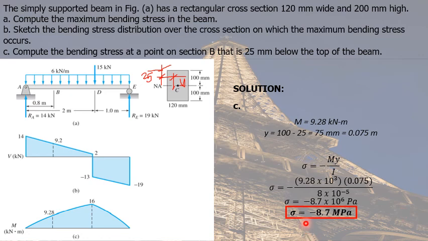So the negative sign indicates compressive stress, which is true. Why? Because if we have a positive moment, the top of the beam is under compression, while the bottom is under tension. So we have a compressive bending stress at a point on section B that is 25 millimeters below the top of the beam.